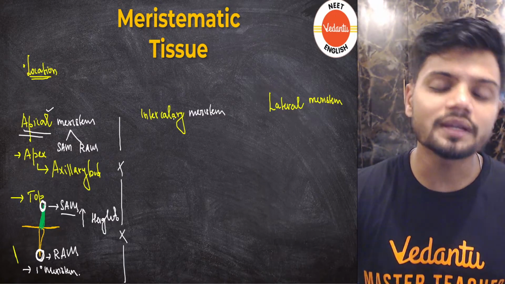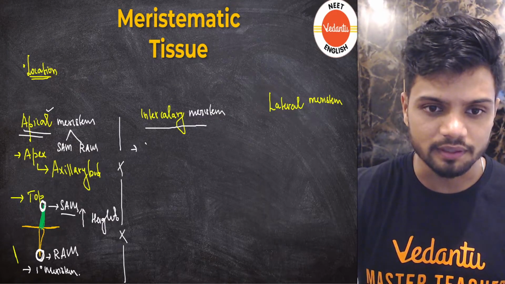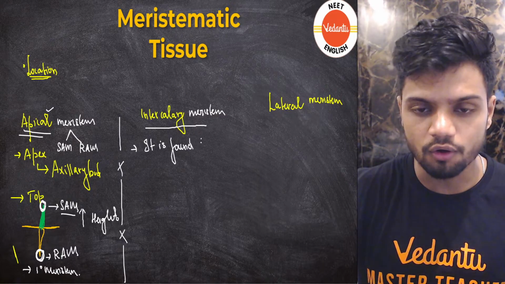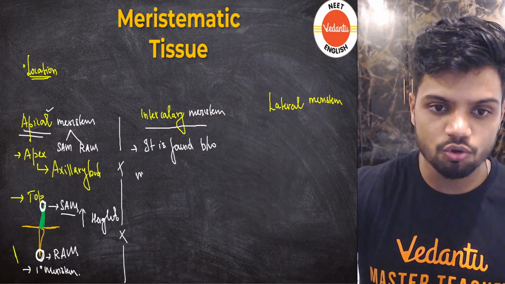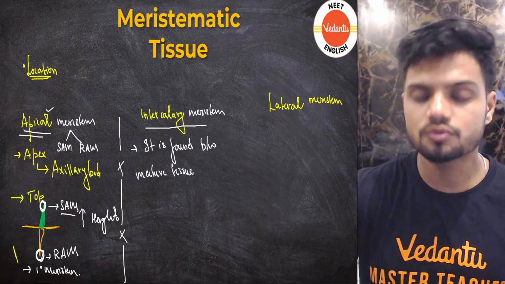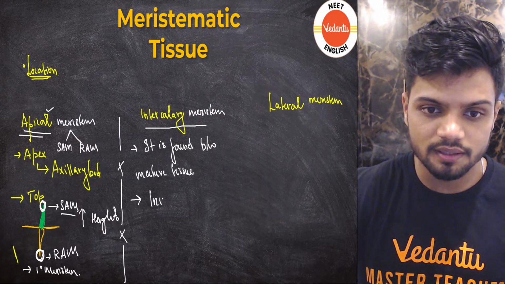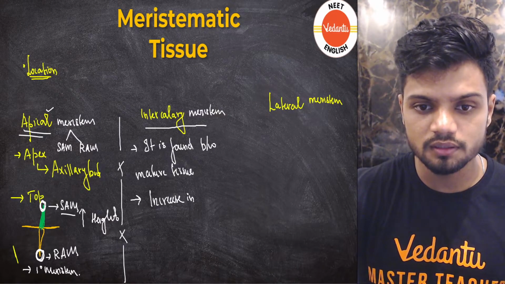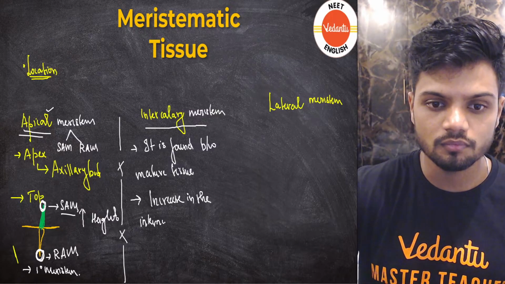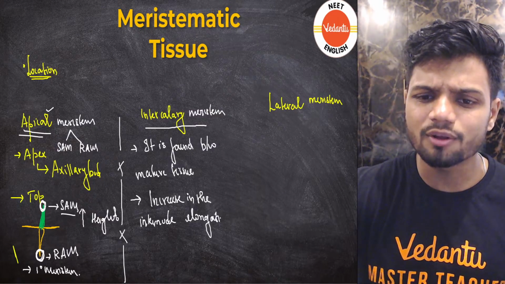Done. Now what is intercalary meristem and where do you find it? Intercalary meristem is found between mature tissues. What is it responsible for? It is responsible for the increase in the internode elongation. Basically, internode elongation happens.